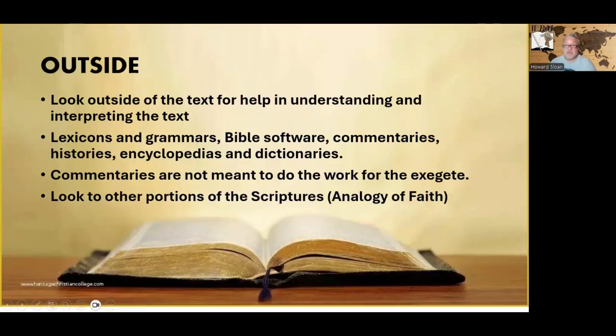This is also the stage where the interpreter should look for other portions of Scripture that may add initial insight to the passage. The analogy of faith enters at this point. Cross-references, footnotes, and Bible software are helpful in that endeavor. Sometimes commentators will point the exegete to other related passages. A look at the immediate context of the passage at hand is wise. What immediately precedes or follows the passage can be a key in understanding the relevance of a given passage.